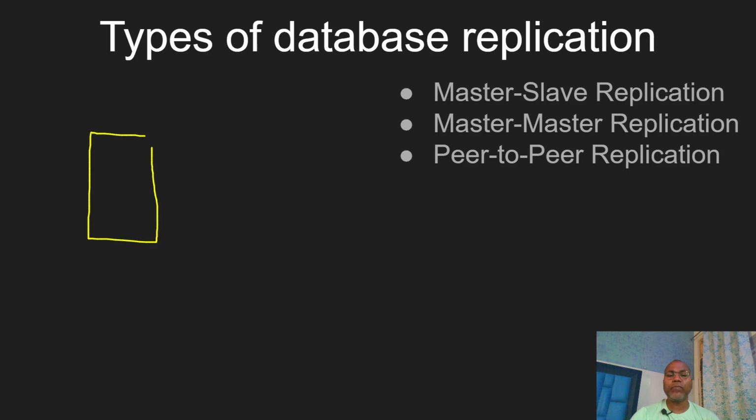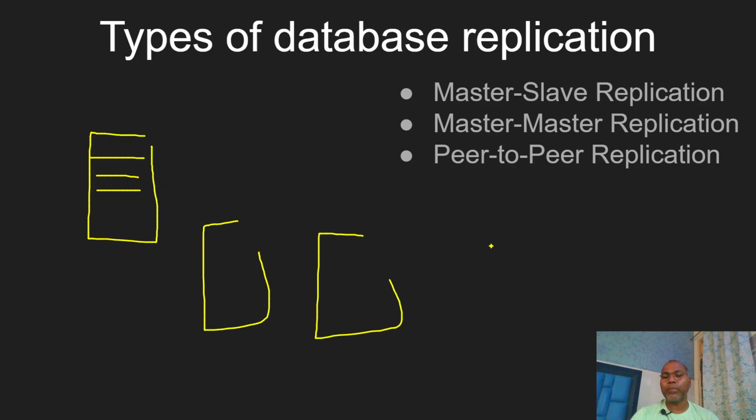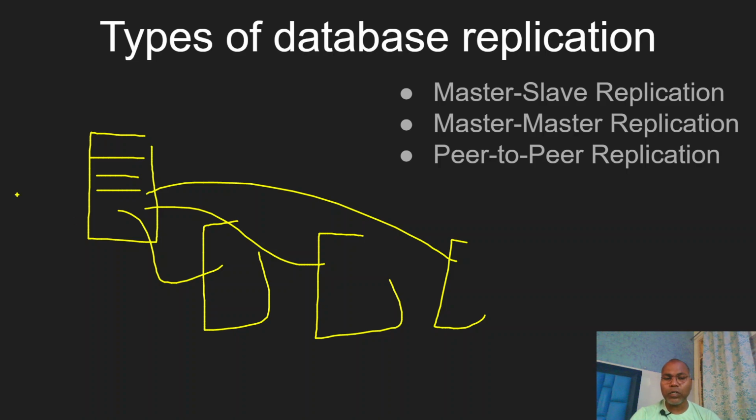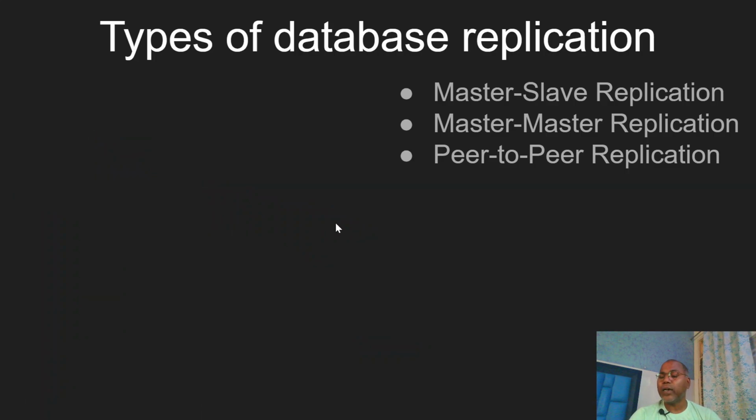I have one file, one piece of data, and you have to keep multiple copies. So in what way are you going to copy it? Who is going to copy it? Who is responsible? What are the different techniques? This technique is known as database replication, and these are the three basic architectures behind it: master to master, master to slave, or peer to peer.